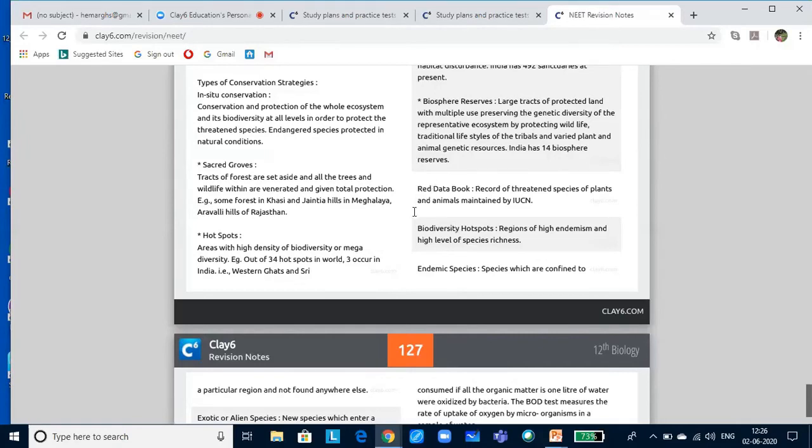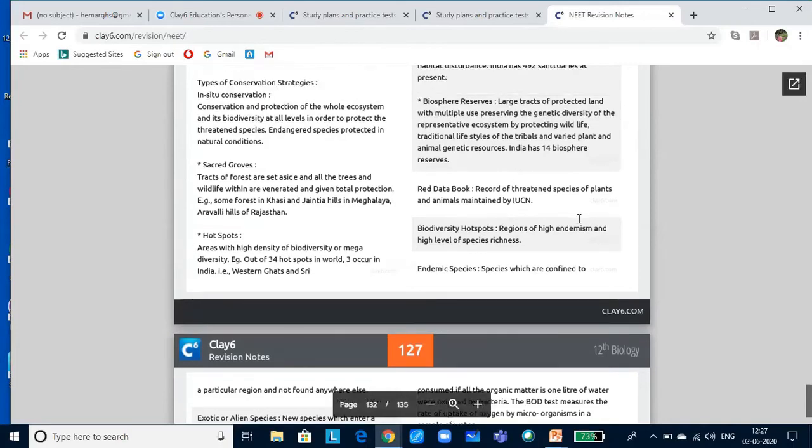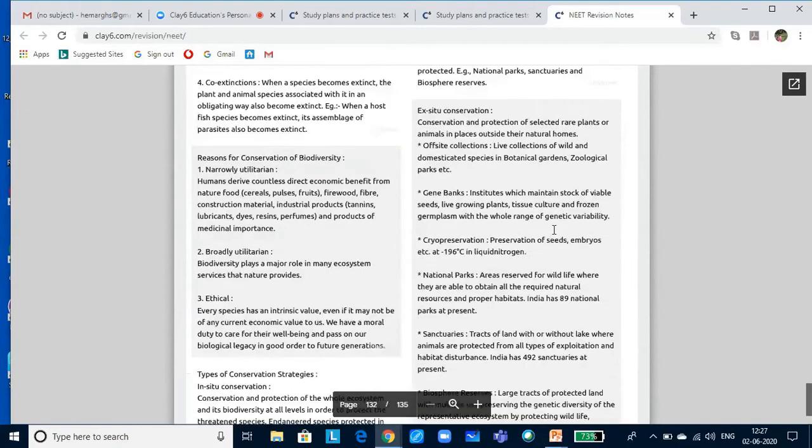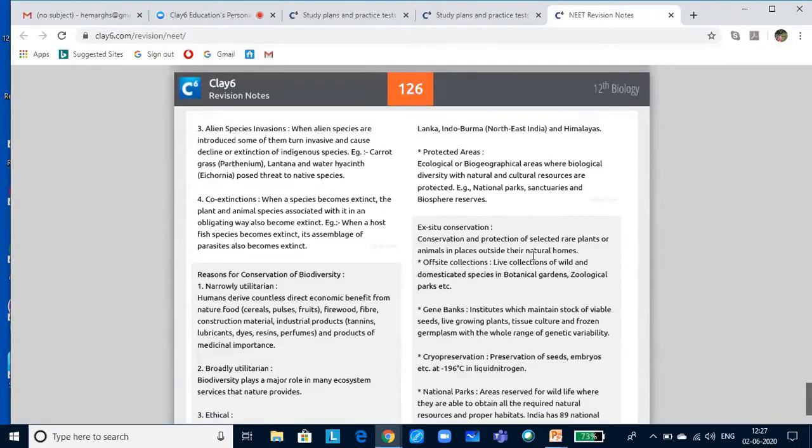Hotspots are the areas with high density of biodiversity or megadiversity. So this is actually the original definition of hotspot. Now if we look at hotspots, it is COVID, where the number of COVID patients is more, that has become the hotspot of today. For example, out of 34 hotspots in the world, 3 occur in India, that is the Western Ghats and Sri Lanka, Indo-Burma and Himalayas. Protected areas are ecological or biogeographical areas where biological diversity with natural and cultural resources are protected. Examples could be national parks, sanctuaries, and biosphere reserves.